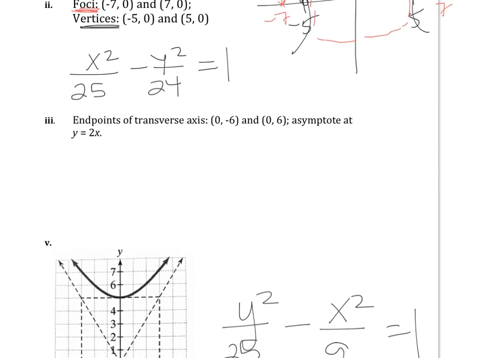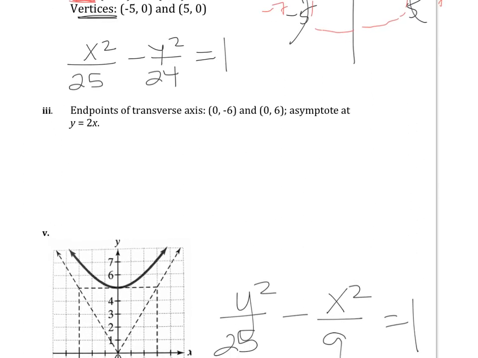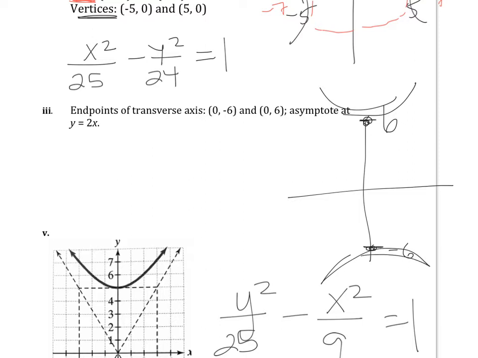Okay, so let's look at another example. It's a little more complicated, because it looks like a little less information is given. We're told that the endpoints of our transverse axis are (0, -6) and (0, 6). That tells us that our transverse axis is vertical. We're going to have a hyperbola that looks something like this. So we know we're going to have a positive y squared.